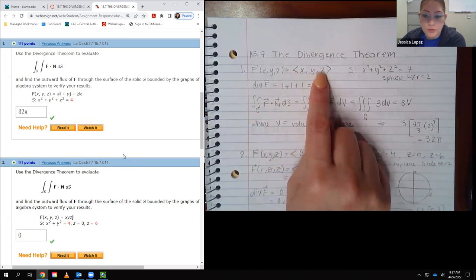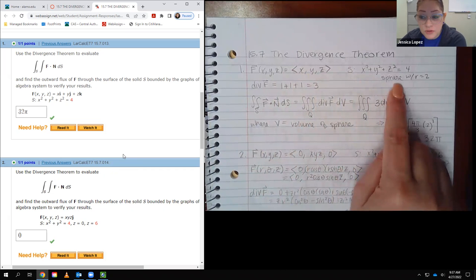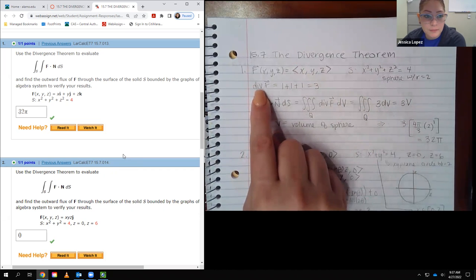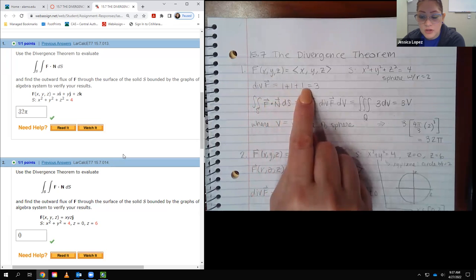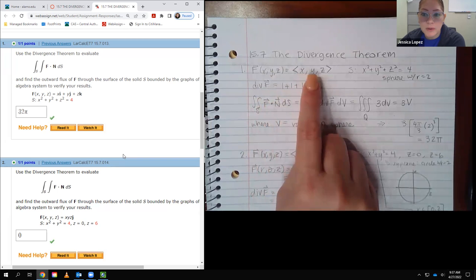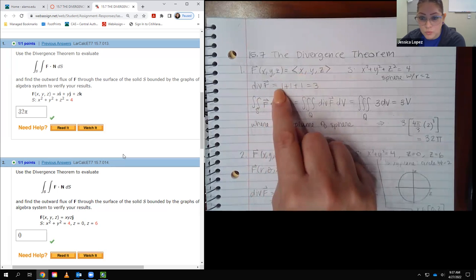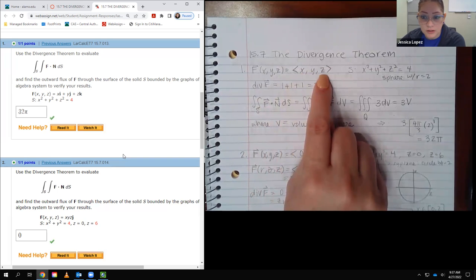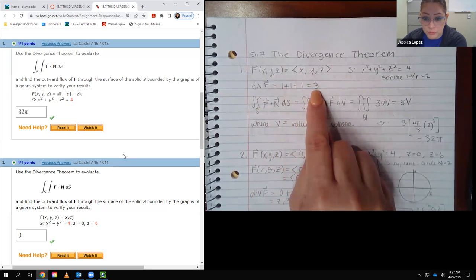So here is the function that they've given me. I've written it in component form: X for the I component, Y for the J component, and Z for the K component. I've written my surface here, and that happens to be a sphere with a radius of 2, okay? If I want to use the divergence theorem, I am going to have to find the divergence of F, which is all the corresponding partial derivatives of F. So d/dx of the first component, which is 1, d/dy of the second component, which is 1, and d/dz of the third component, which is 1. Then I just add them all together, and I end up with this constant 3.